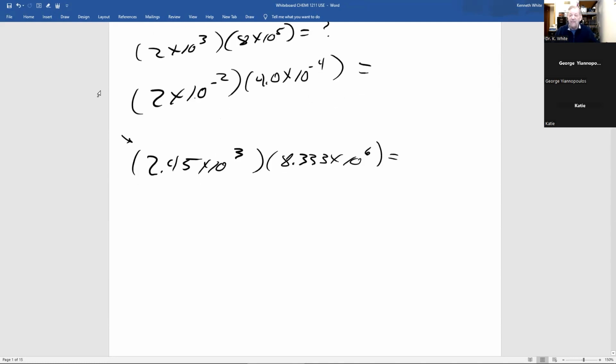And so I'm going to pick up my calculator. And this one, I'm not going to use the second camera because I'll just write down the answer. And it's 2.45 times 10 to the third times 8.333, second key, double E, times 10 to the sixth. I multiply it. And here's what my calculator has on the screen.